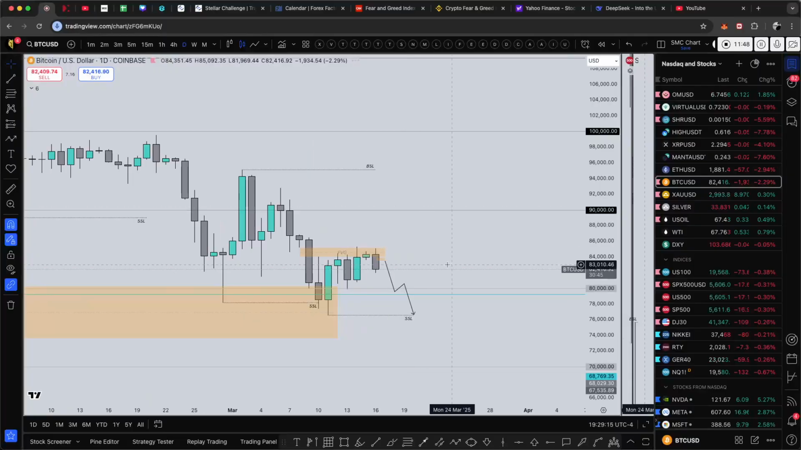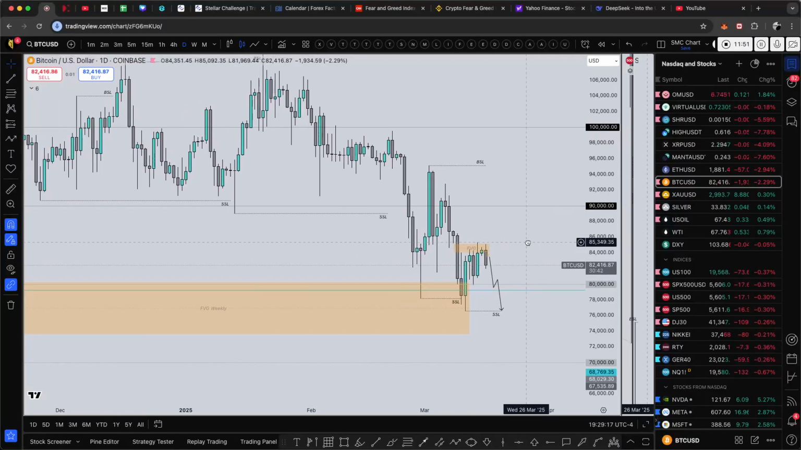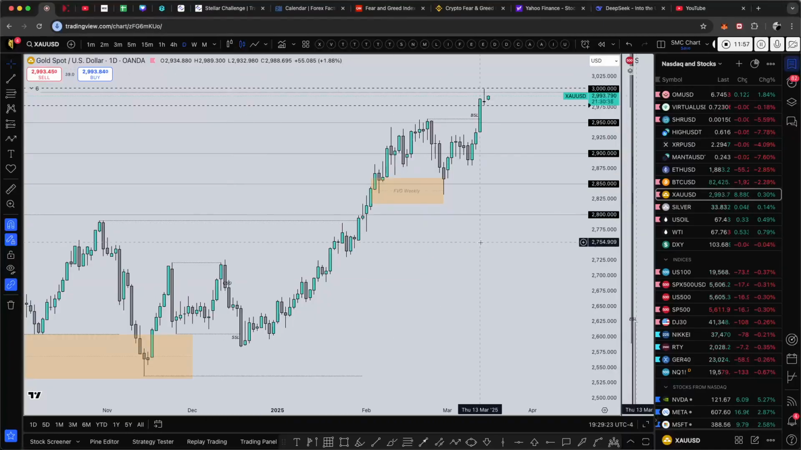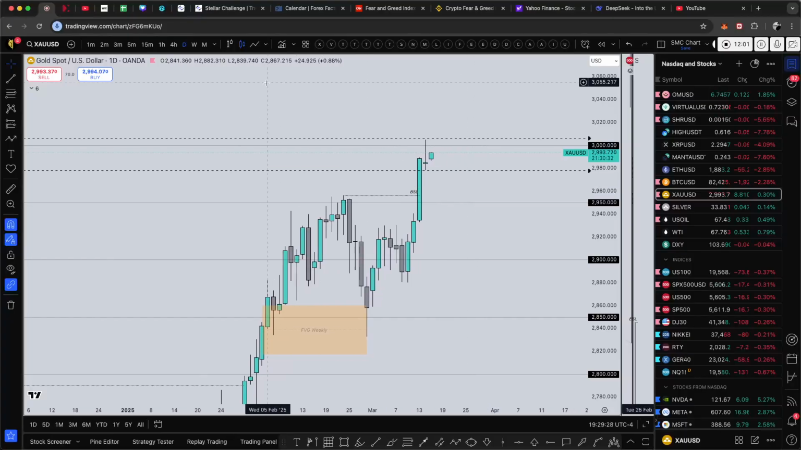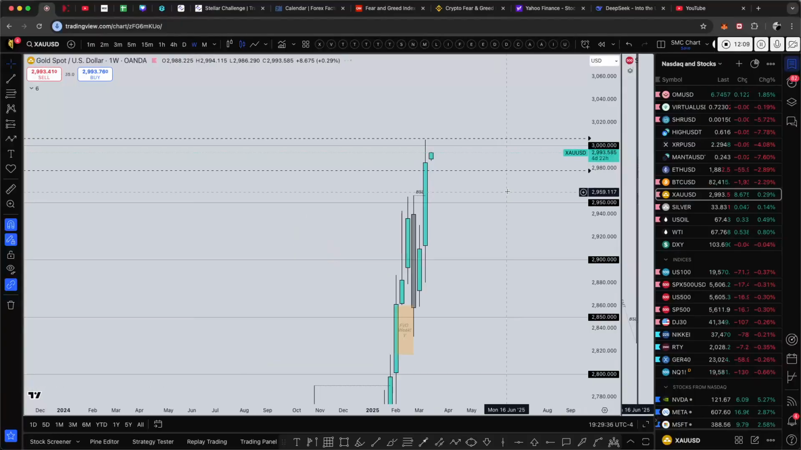So the fear continues in the crypto market as well. We're most likely going to continue crashing. Gold, on the other hand, is like, hell no, we're not going to crash. The record high is $3,000 per ounce on gold. This is insane.